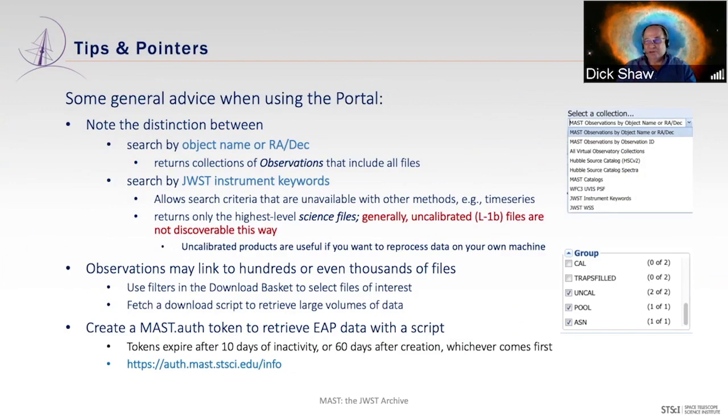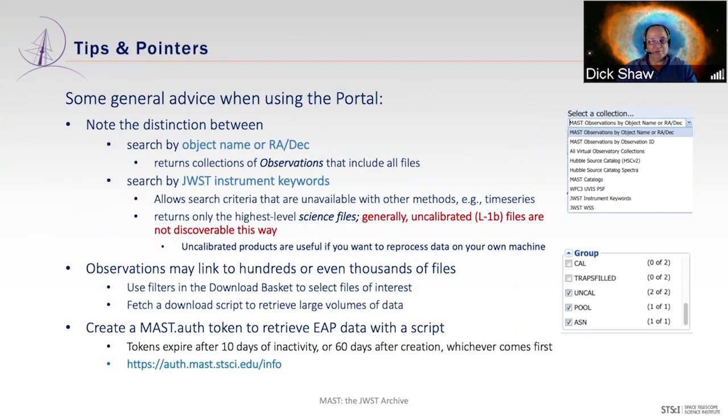Note the distinction, and here there's a select a collection drop-down, which I'll show in the demo, but basically there's a bunch of things you can select on. And when you're searching by target name or position, it returns the observations, big O observations that include all the files. If you search by instrument keywords, and this keyword entry is second from the bottom, that allows a much richer set of metadata upon which to select the types of data of interest to you.